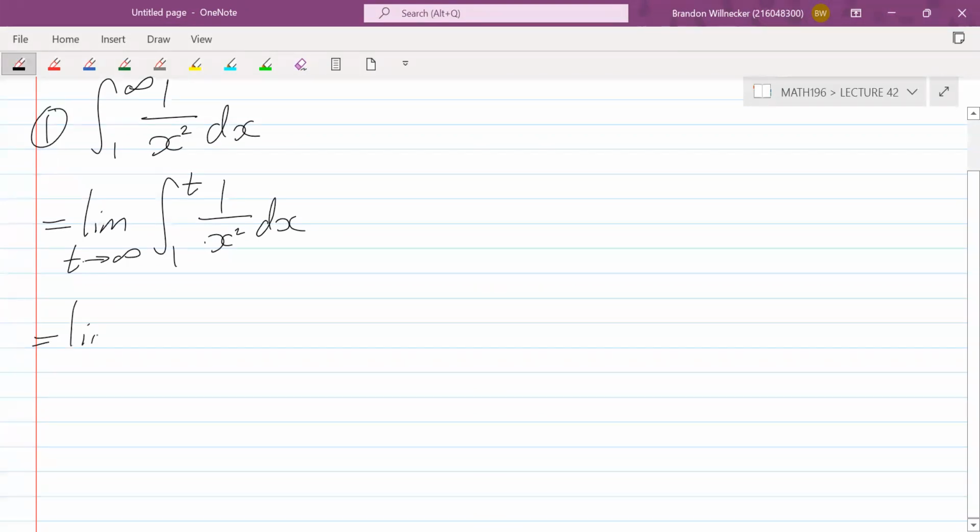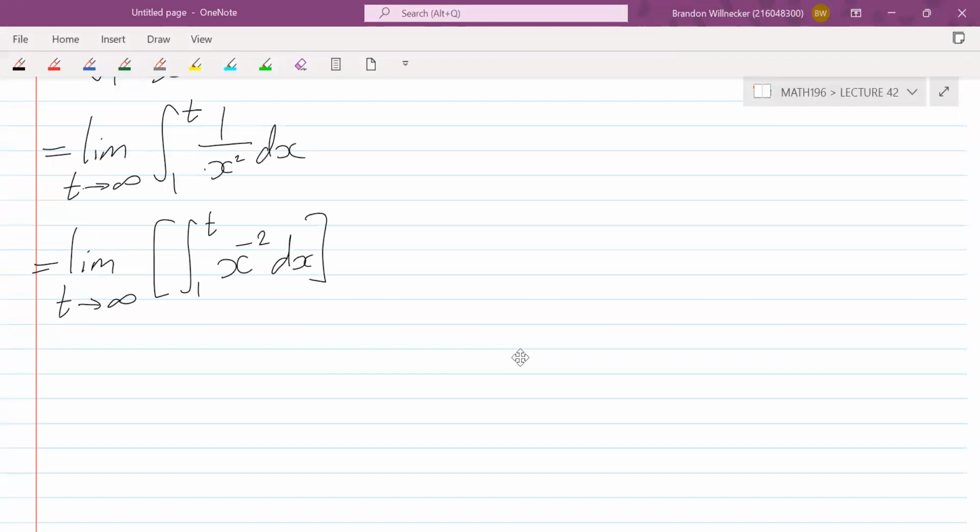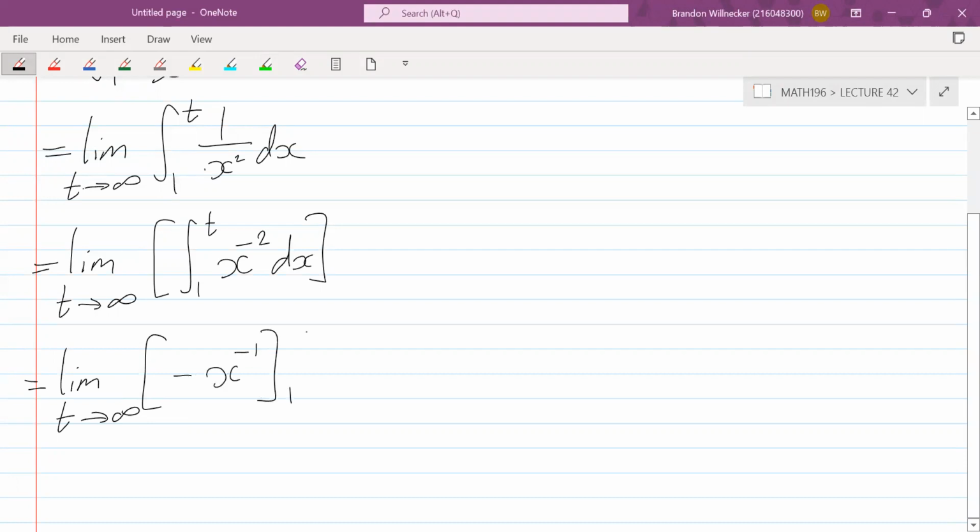So we leave the limit for last. So this is the limit as t goes to infinity of, we can take the antiderivative. Okay, but let's write this first as the integral from 1 to t, x to the minus 2. I just want to show all the steps involved. So we can write this as the limit as t goes to infinity of, now this is just the power rule. We add 1 to the exponent to make it minus 1 and divide by that. So we're going to have minus x to the minus 1 from 1 to t.